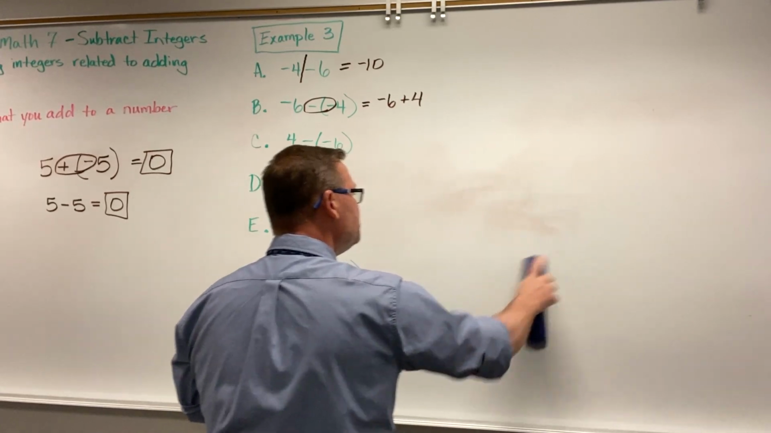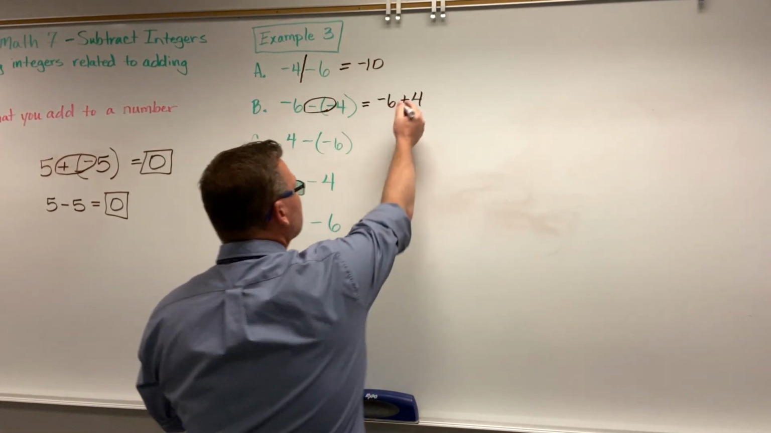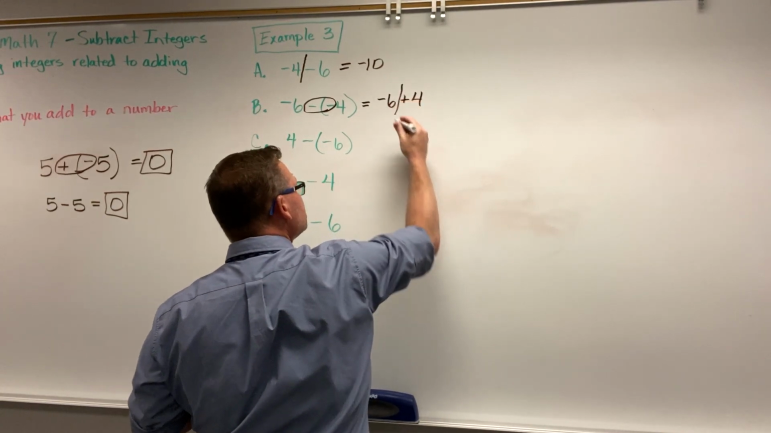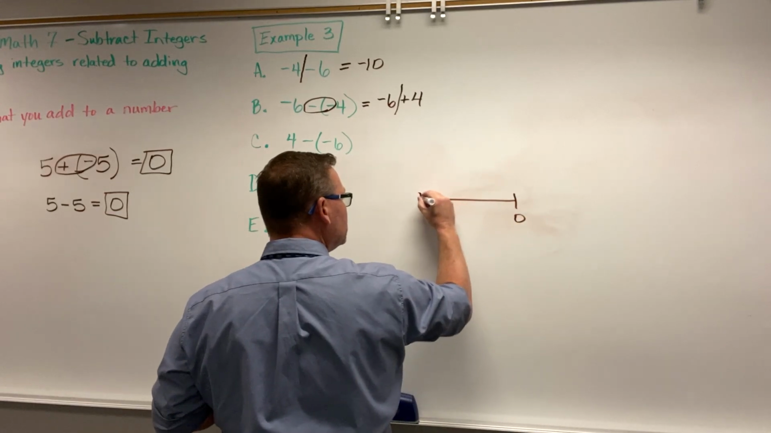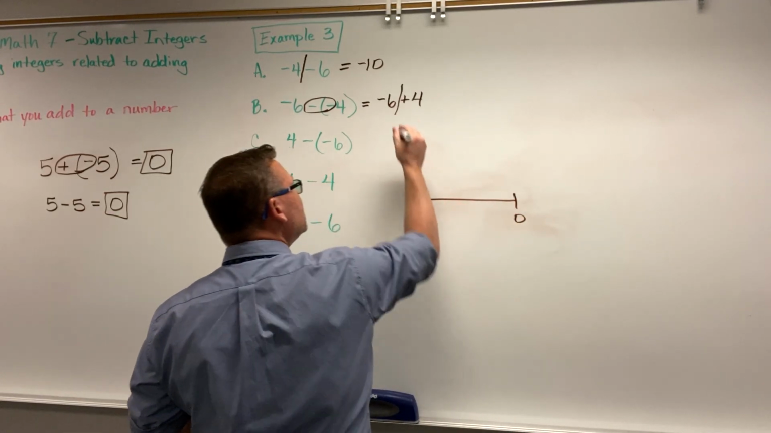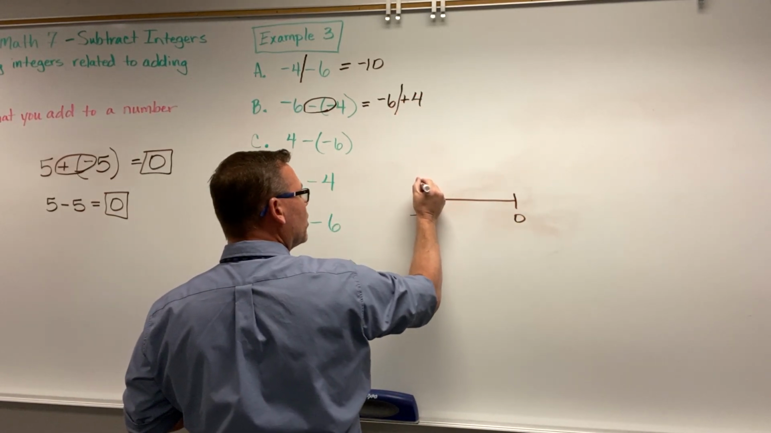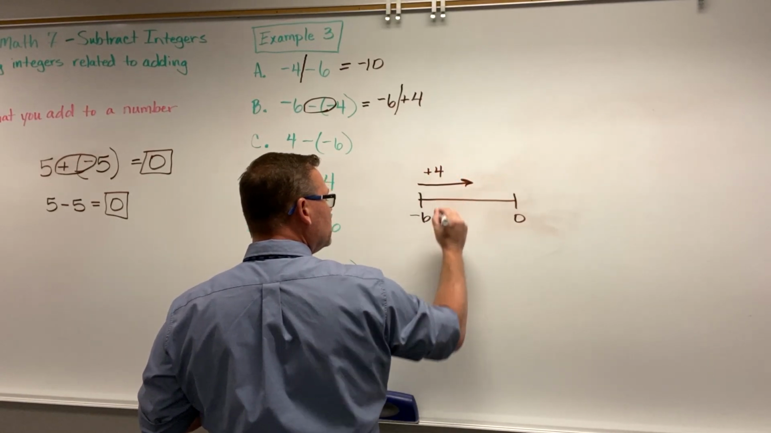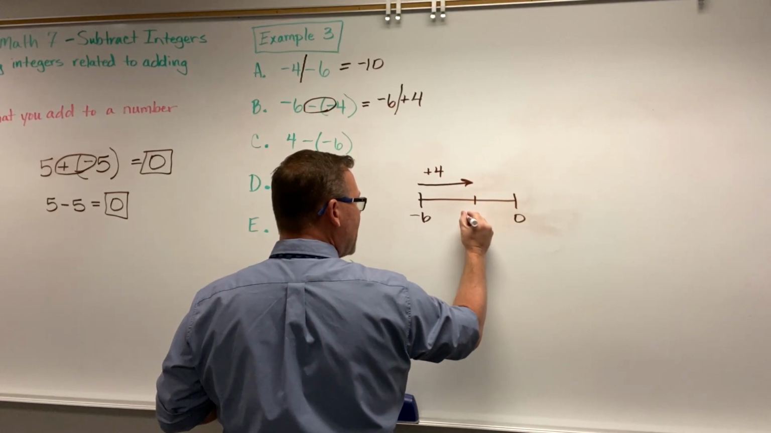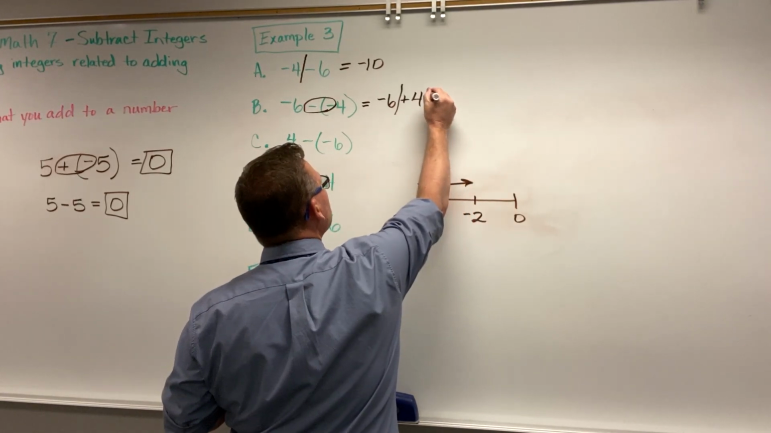This is what we should be visualizing. Here, 2 terms. We start at negative 6. 0, negative 6. This time, though, we're going to add 4. When we add, we go this direction. We're going to add 4. This means we should end up at negative 2.